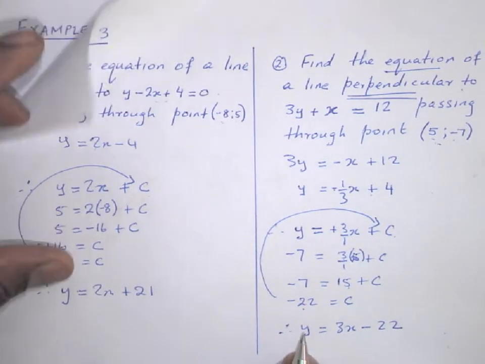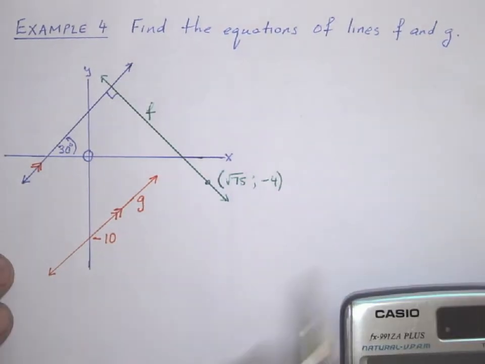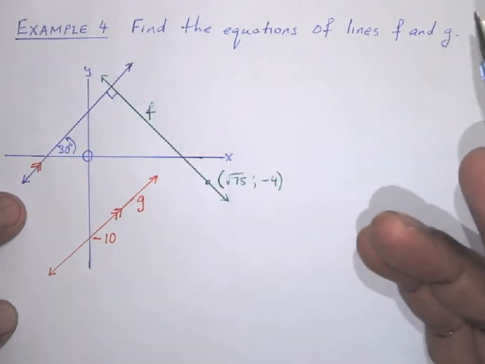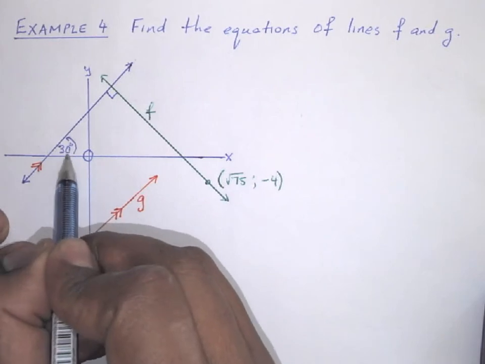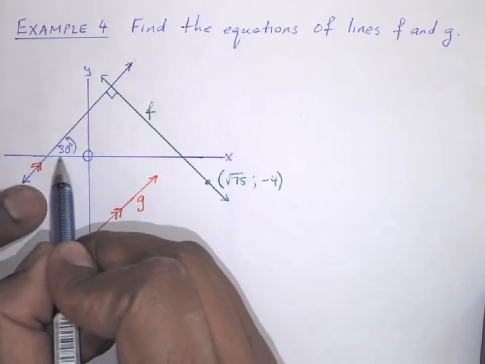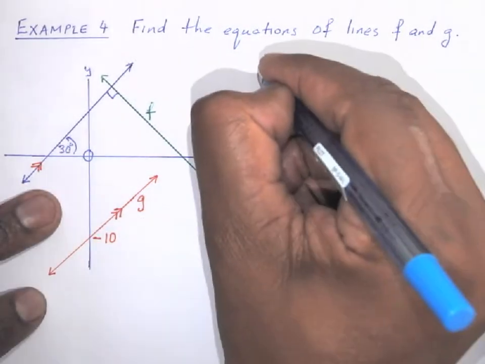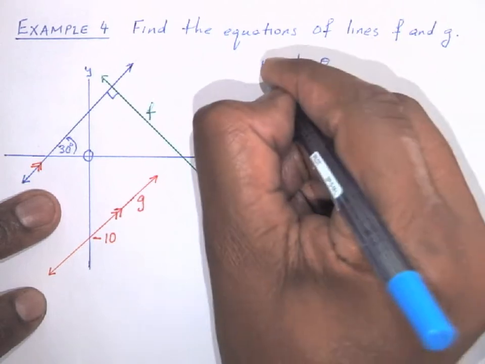Let's look at another example. This example says find the equation of the line f and g. If you look at the lines here, I don't have an equation, but what is important is the gradient. What I know about this line is it has 30 degrees, which is an angle over there. We know how to work out the gradient if we're given an angle. Remember the formula: m is equal to tan of theta. That gives us m, which is the gradient.